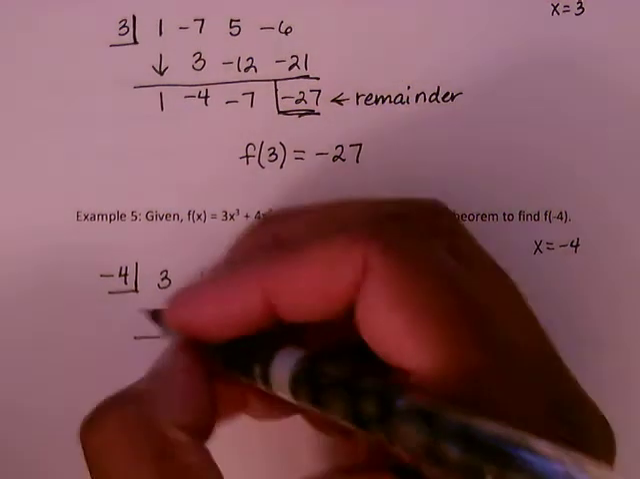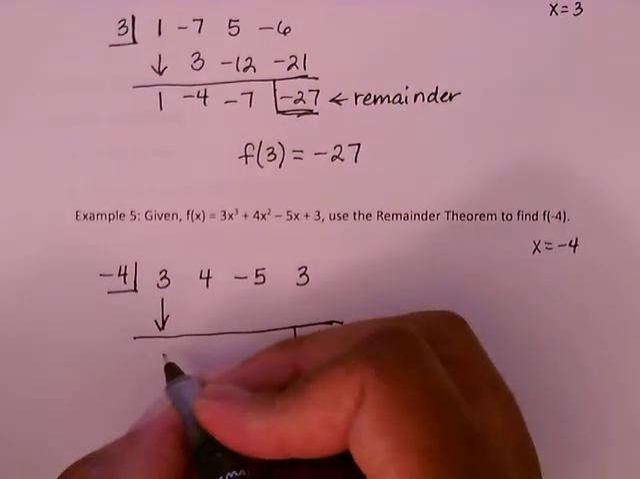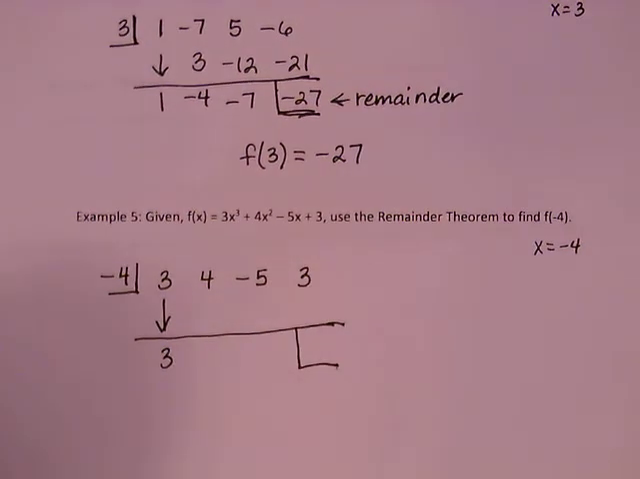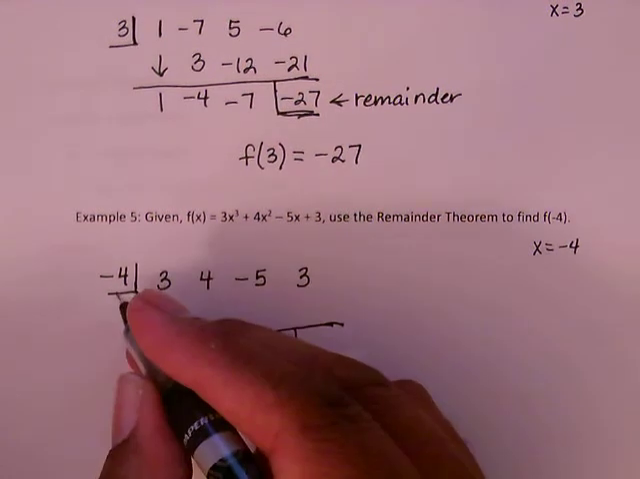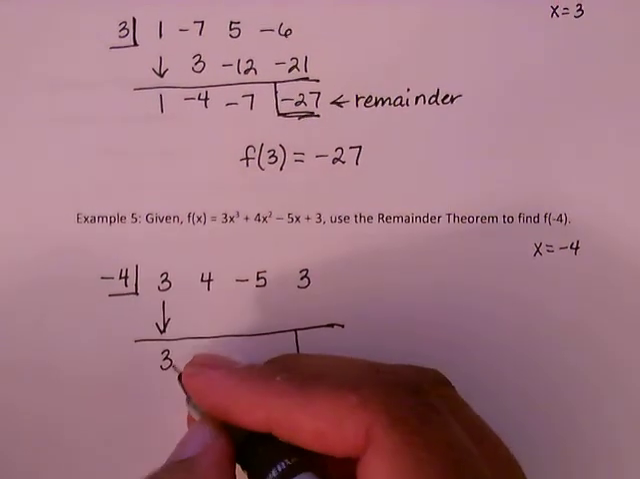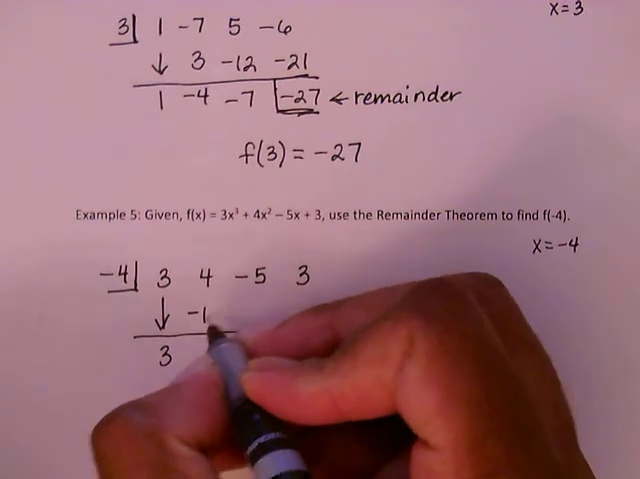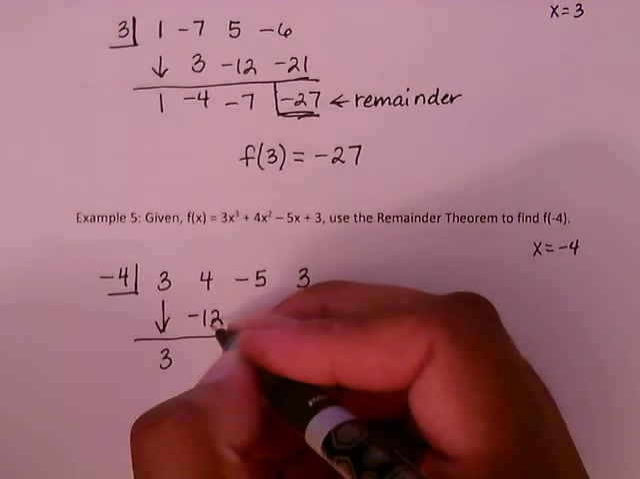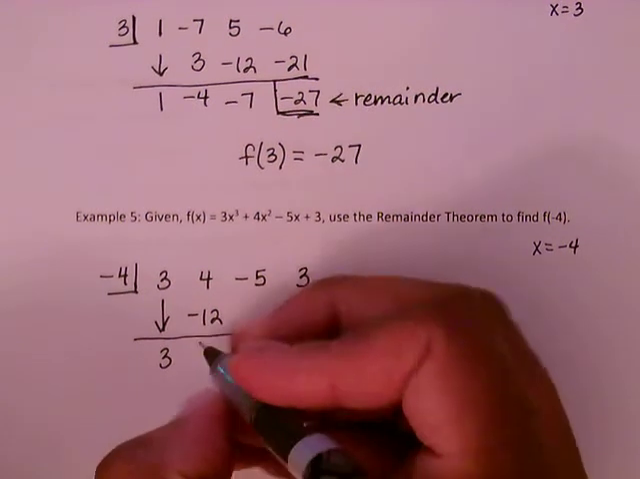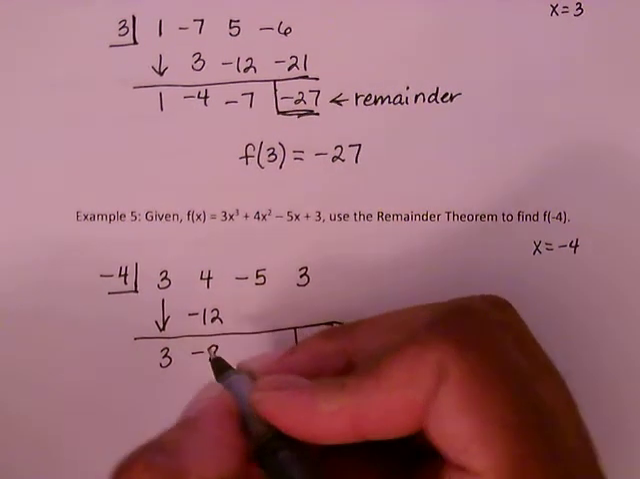So now, we bring down the leading coefficient of 3 in the bottom row, and then multiply the divisor times that number in the bottom row. Negative 4 times 3 would be negative 12. And then we're going to add 4 and negative 12 together. You'll get negative 8.